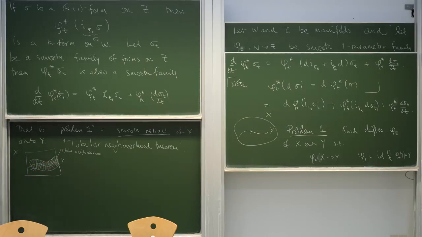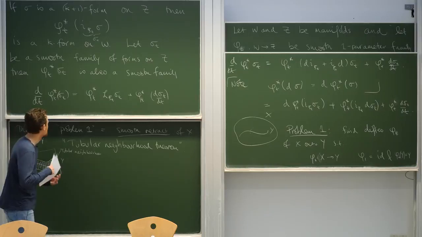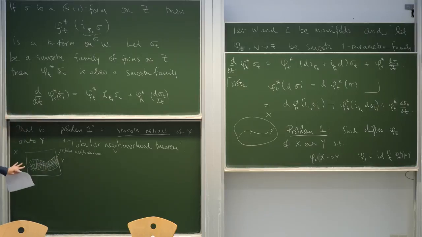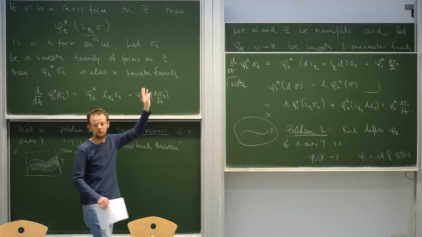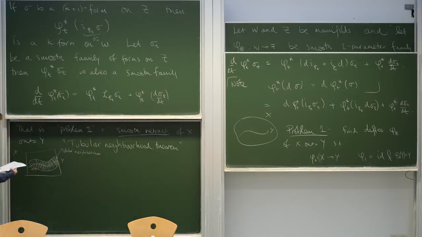And then you argue that you can retract onto the 0 section via the exponential map on that bundle. So that's how you cope with problem 1. So we're just going to assume that we've coped with that. We're going to assume it into the result. So we're going to prove a weaker result in this course.